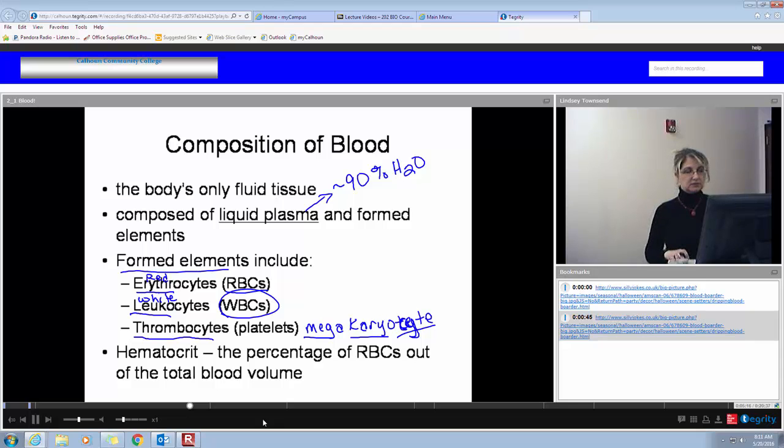All right, so let's move on. Oh, I got one more thing, sorry. The hematocrit. Hematocrit is the count of the red blood cells that are within a particular sample.